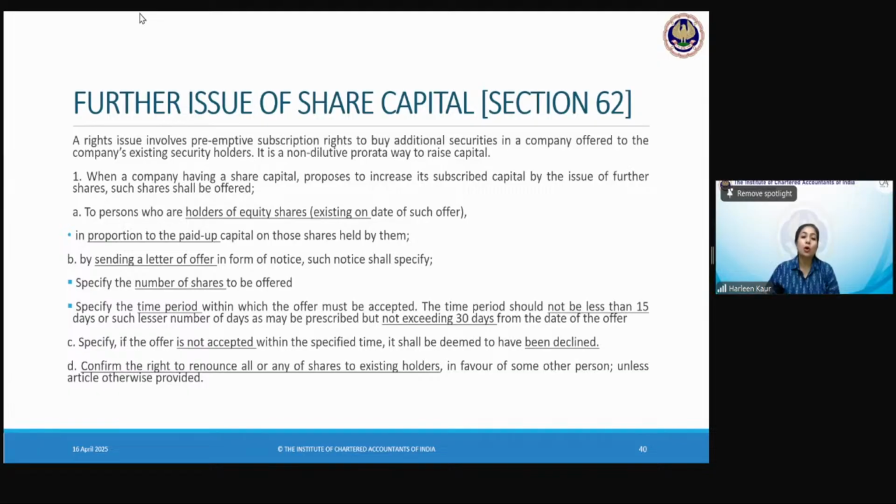So, a rights issue involves preemptive subscription rights to buy additional securities in a company. So, the right is being given to the existing members. Suppose there are members A, B, and C in a company. The company is in need of raising money. So, instead of going to the public, the company went to A, B, and C and said, we are requesting you to buy additional securities in the company. It is a non-dilutive pro rata method of raising capital.